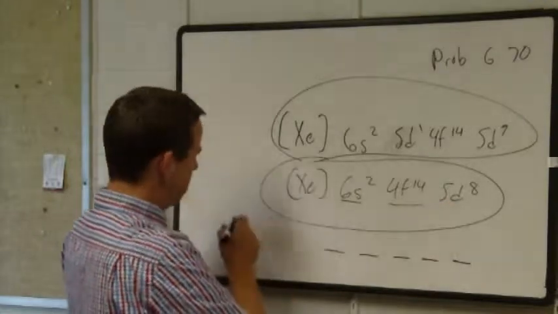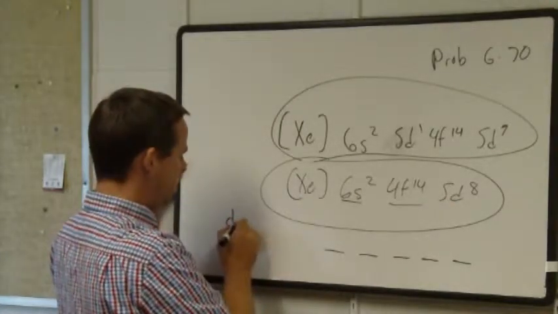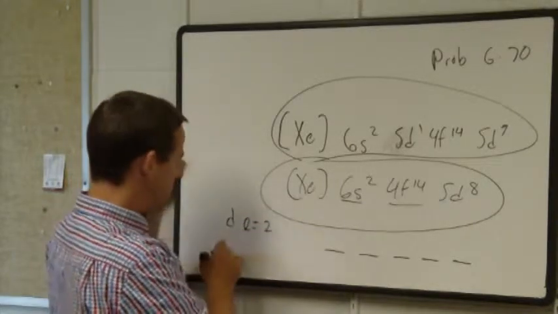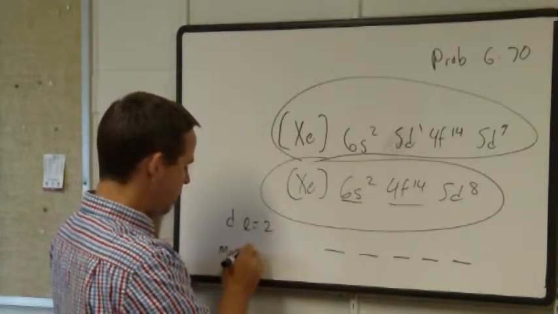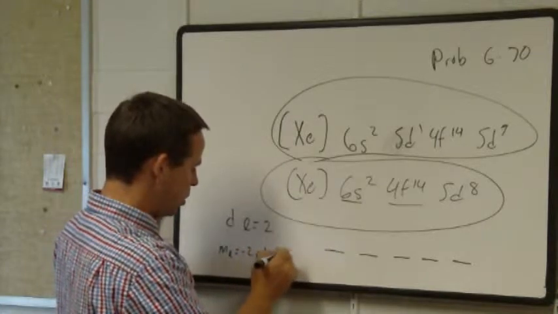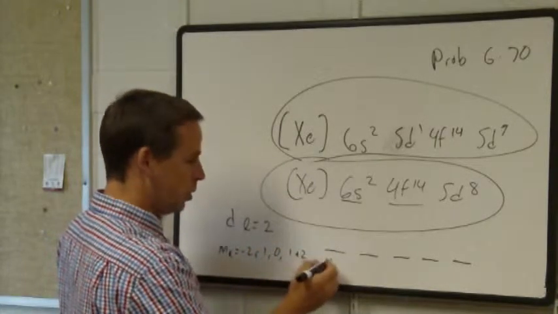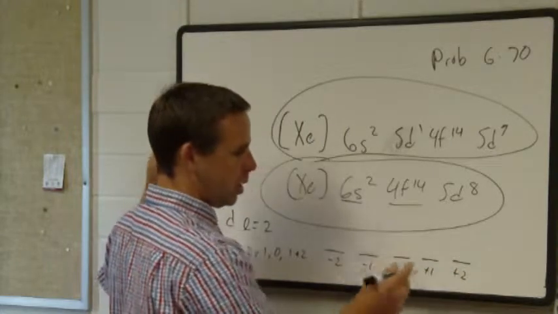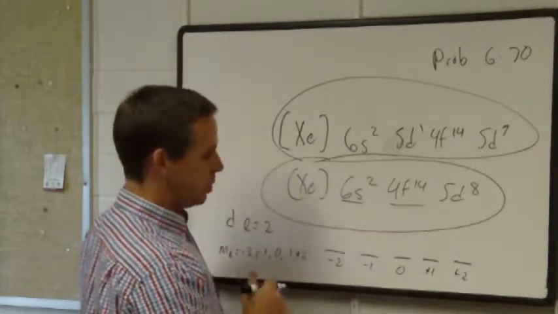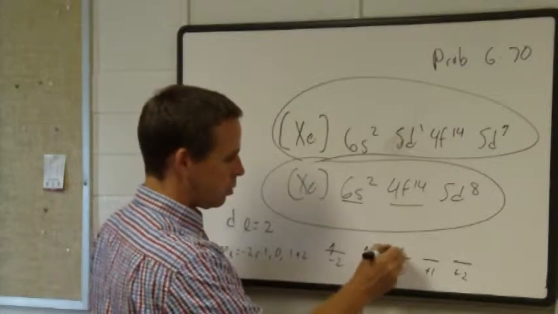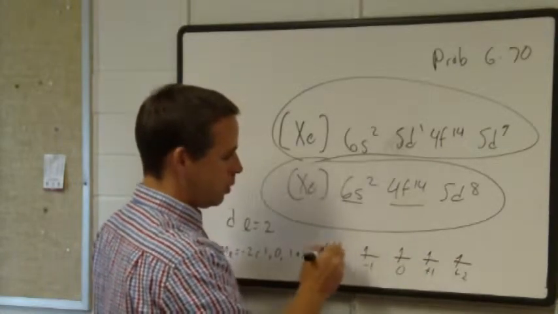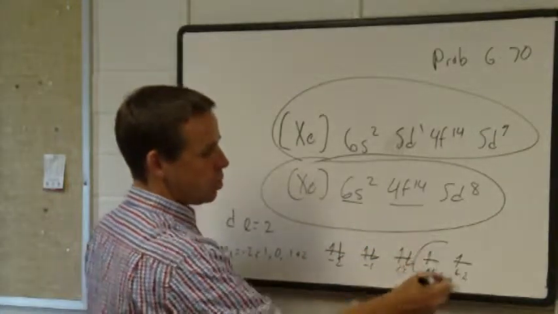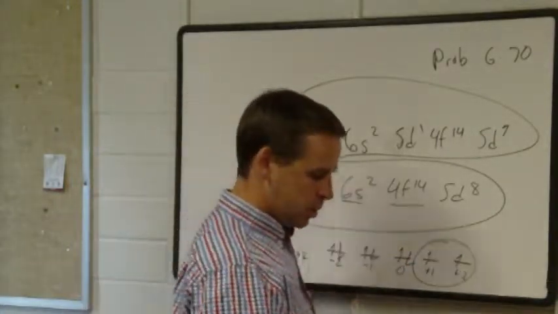Because that d is equivalent to saying L equals 2, and L equals 2 means M sub L can equal -2, -1, 0, +1, and +2. And each one of these orbitals can hold 2 electrons. So that's 1, 2, 3, 4, 5. We have to fill them all with 1 before we start pairing 6, 7, 8. So there's 2 unpaired electrons.